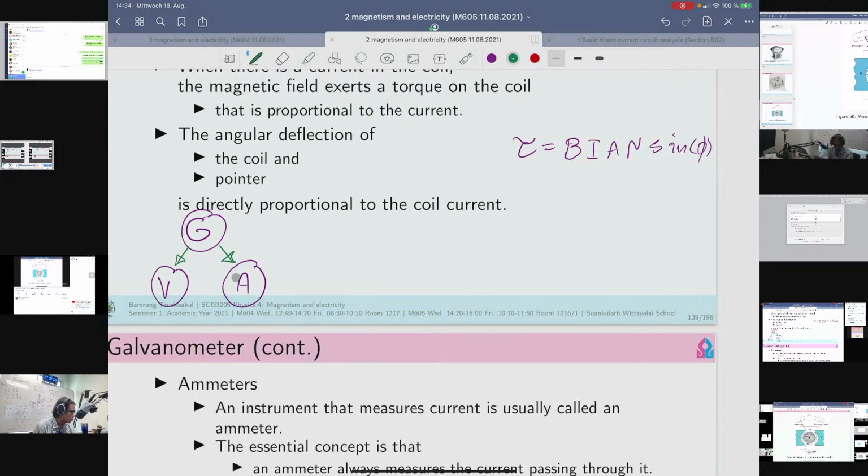Is there any idea what the application for the ammeter is? As you know, ampere is the unit of current, so you may guess that the ammeter is the device used to measure the current. The ammeter is used to measure the current.